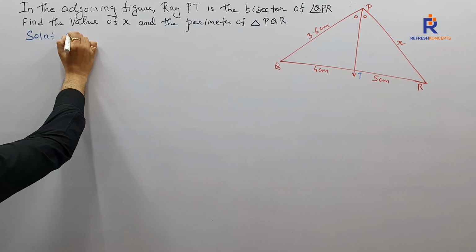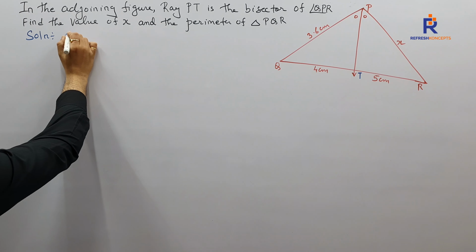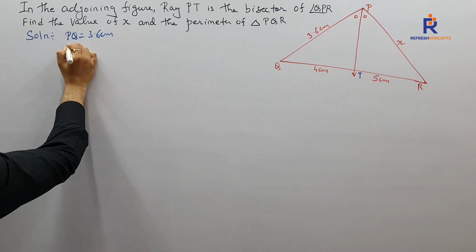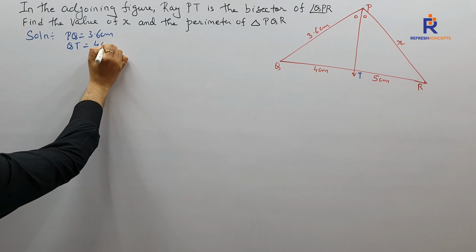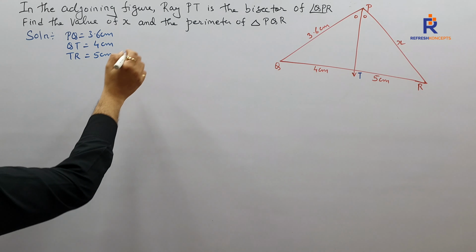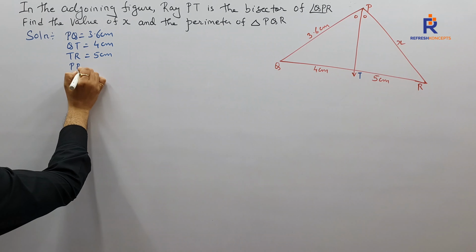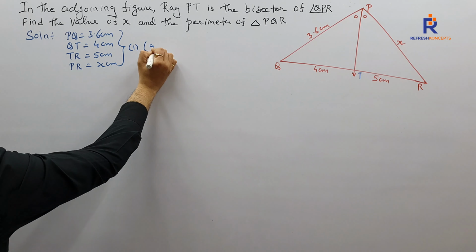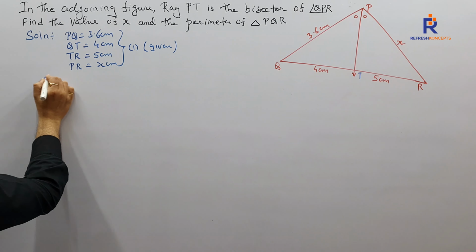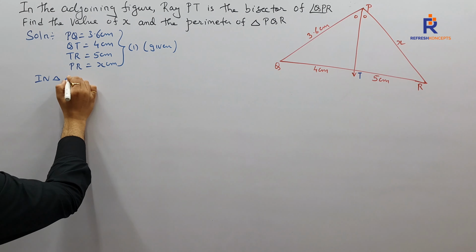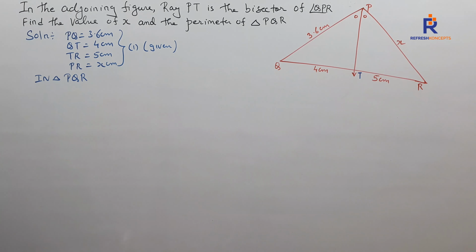So, in triangle, before that if you want to write down the values, you can please proceed with that. PQ is 3.6 centimeter, QT is 4 centimeter, TR 5 centimeter, and the value of PR is x. PR is x centimeter. Everything as equation number 1 given. So in triangle PQR, what is given to us?